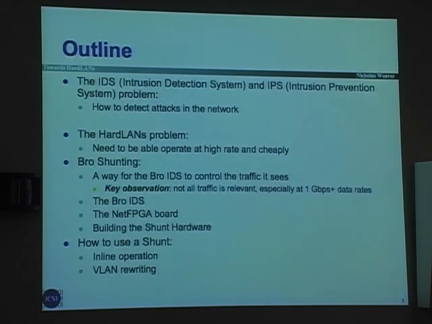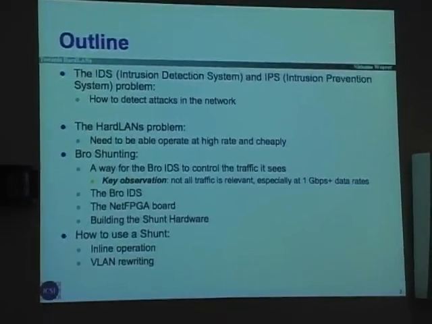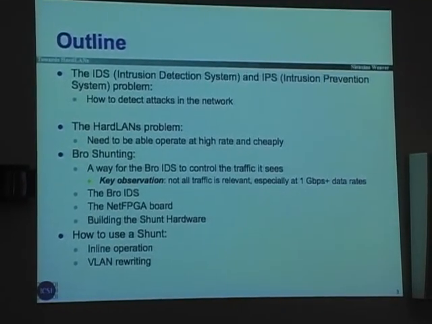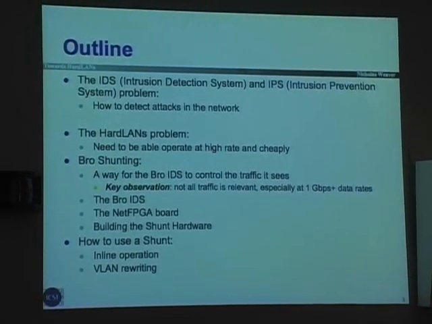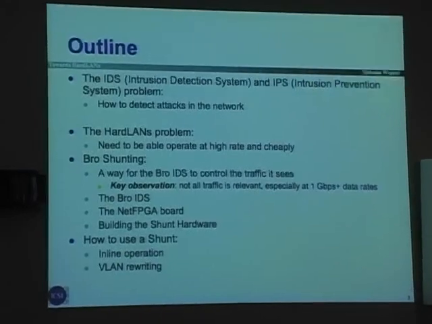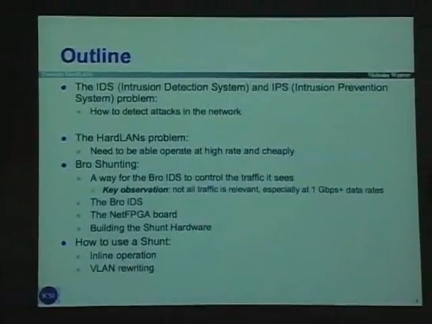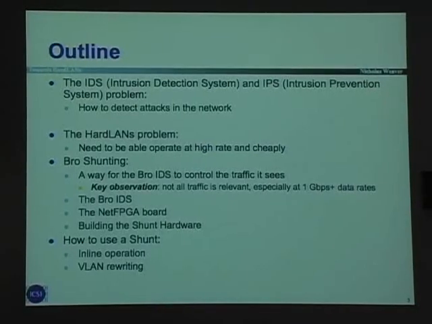So first of all, I'm going to talk about the intrusion detection system and intrusion prevention problem. So how to detect attacks in the network. The local area network problem. Not only do we want to detect attacks in the network, we need to do it cheaply and at high rate because I want every packet to go through the IDS, even the stuff to the file server. Talk about shunting, which is a hardware mechanism we've built, hardware and software, to allow a lot of IDS traffic to work at high rates, including the hardware, and then how to use it to abuse the network so that you can actually have all your packets go through. But first of all, a correction.